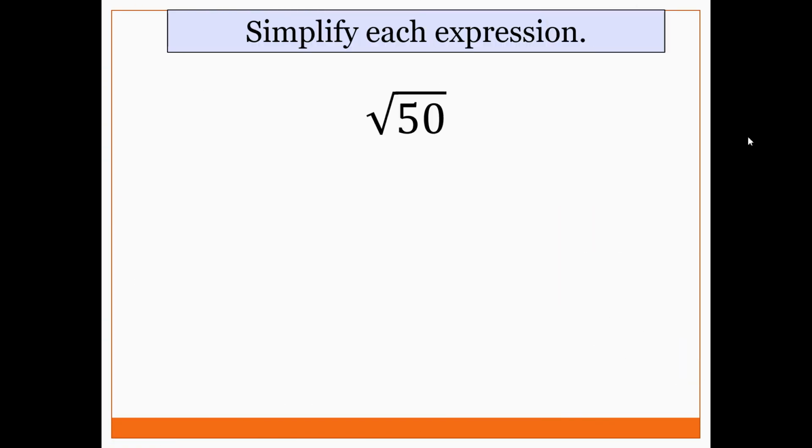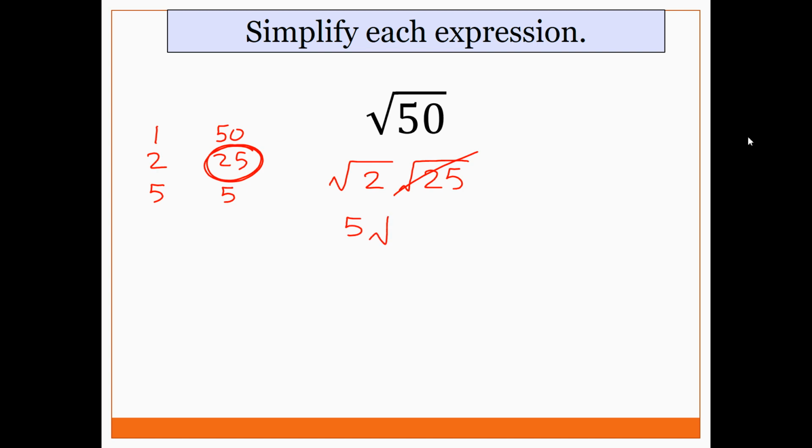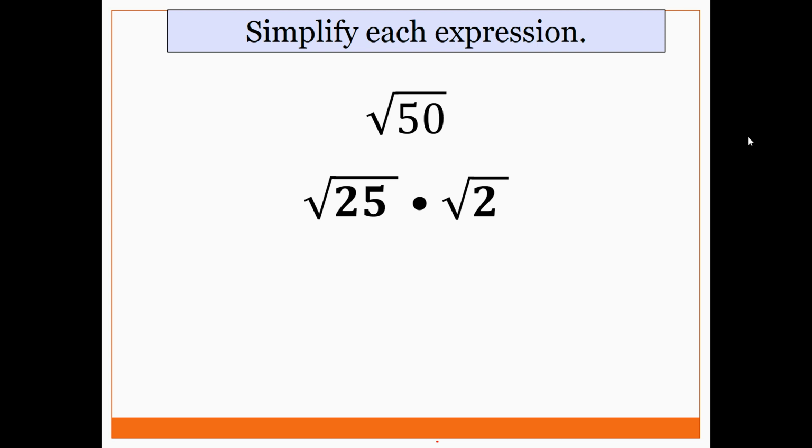Okay, so here we have the square root of 50. Well, when I think of factor pairs for 50, I have 1 and 50, 2 and 25, and I have 5 and 5. Well, only one of those has a perfect square as one of the factors. That's 25. So I can break this down into the square root of 2 times the square root of 25. Because together, 2 times 25 is 50. Now I can take the square root of 25, which is 5. So my simplified answer is simply 5 times the square root of 2. And I'm done. See, no reason for a calculator. We're just going to use our brains today and simplify the best way we know how.